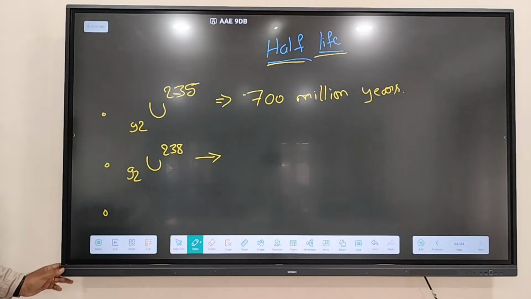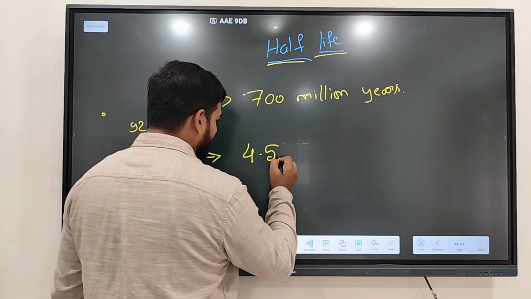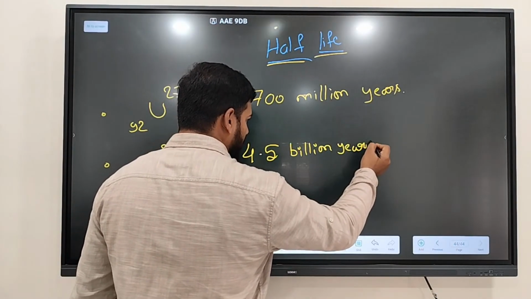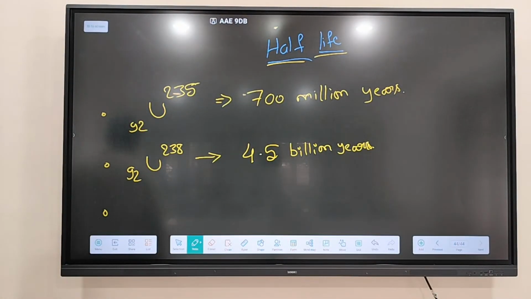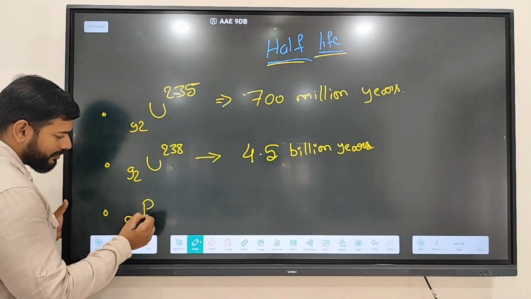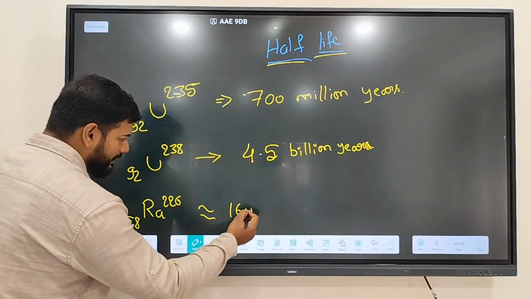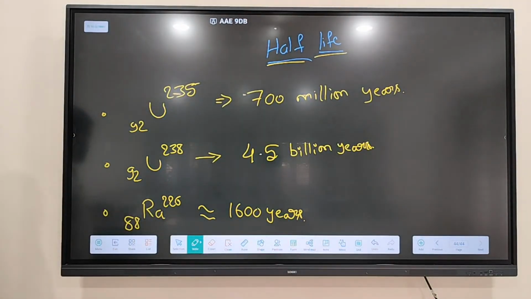The half-life of uranium 238 is 4.5 billion years. 4.5 billion years, the half-life of uranium 238. The half-life of radium 226 is approximately 1600 years. Half-life of radium 226.